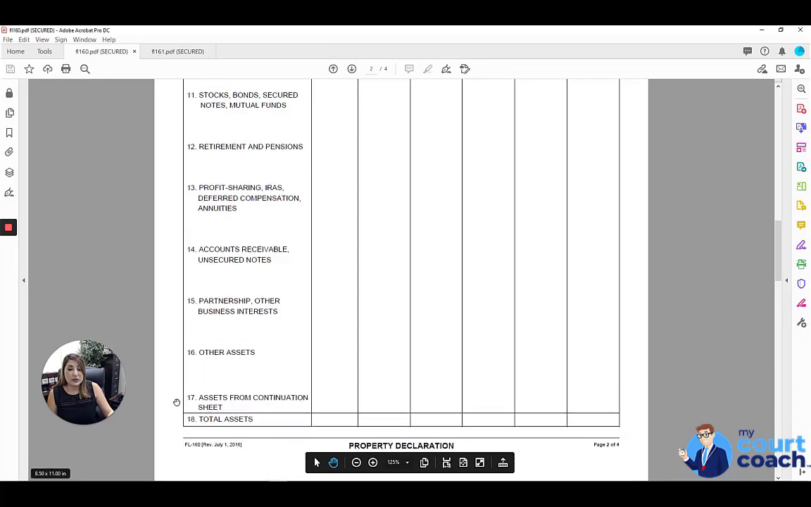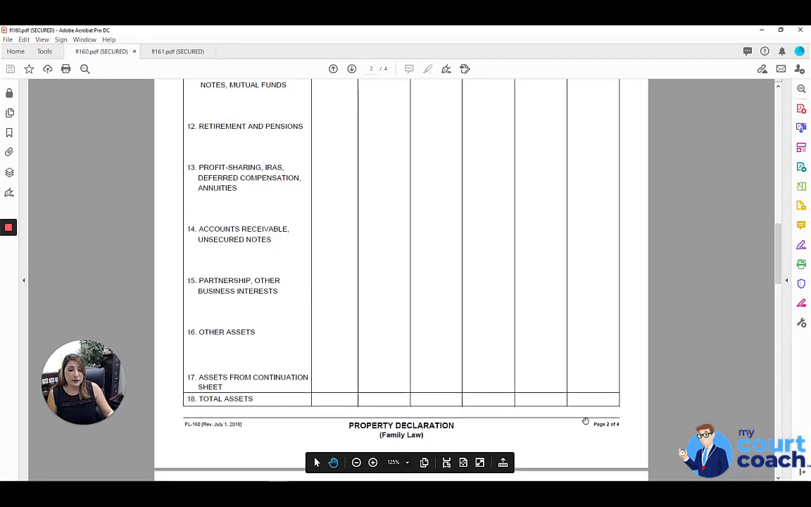And anything that was disclosed on the form FL161, you want to take those totals and list them down here. Finally, at the bottom of these columns, you're going to total up all the values listed above and list that amount down here.